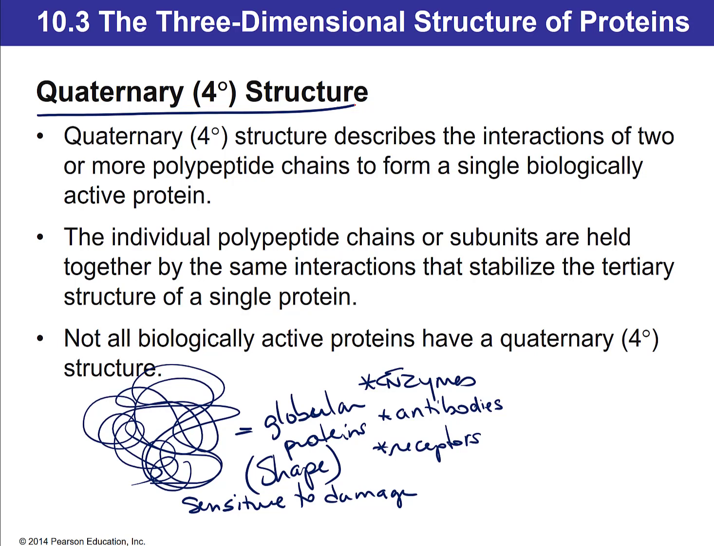The last one's quaternary, which just means the fourth level. Primary is the order. Secondary is the helix or the pleated sheets. Tertiary is this folding that you get because of the R groups. Quaternary occurs if you have more than one protein, so greater than one protein.